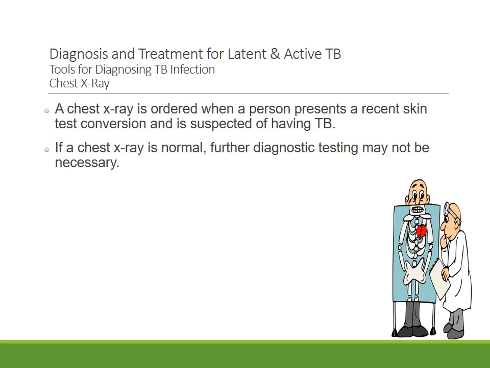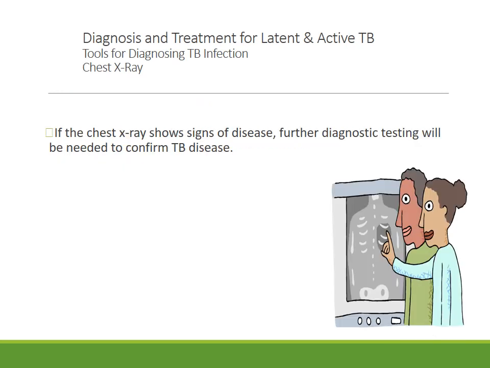A chest X-ray is ordered when a person presents a recent skin test conversion and is suspected of having TB. If a chest X-ray is normal, further diagnostic testing may not be necessary. If the chest X-ray shows signs of disease, further diagnostic testing will be needed to confirm TB disease.